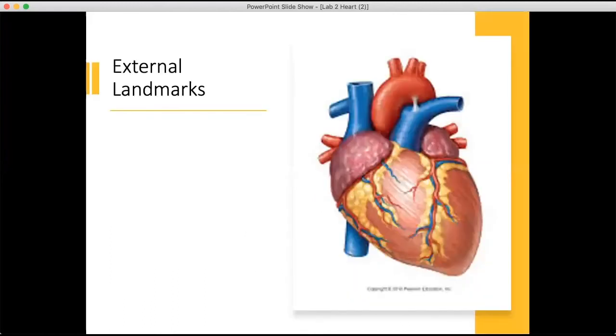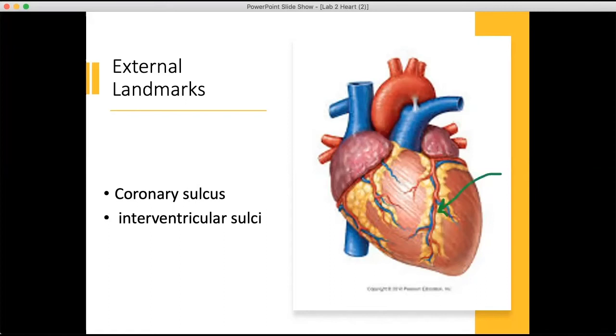Let's look at some external landmarks. The coronary sulcus is a groove between the atria and the ventricles. The interventricular sulci, and this is plural because there is an anterior one and a posterior one, will be located between the ventricles.